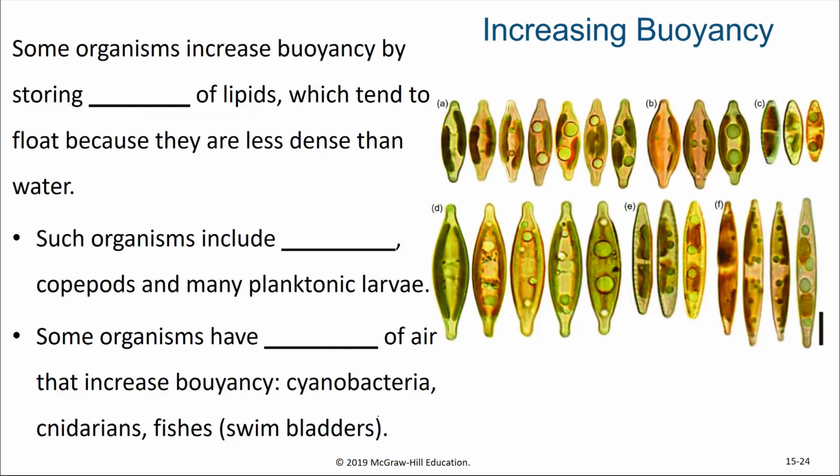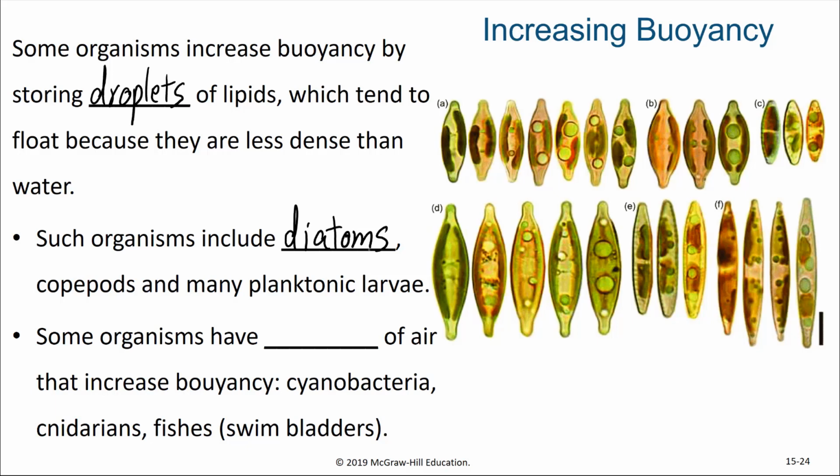Some organisms increase buoyancy by storing droplets of lipids, which tend to float because they are less dense than water. In this image, we can see a variety of different diatoms, and their lipid storage particles can clearly be seen within their cells, applying more buoyancy. Organisms that do this include diatoms, copepods, and many planktonic larvae.